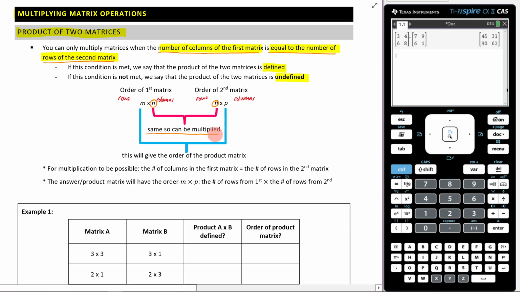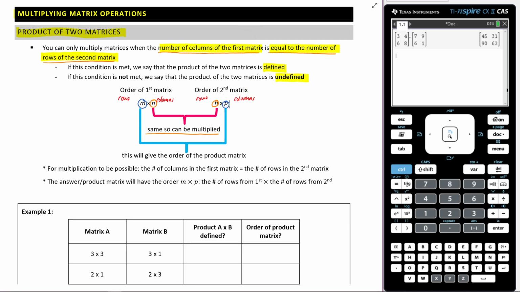Another really great thing is that we can actually determine what the order of the product of the matrices, that is the result of the multiplication, will be by considering this and this. As you can see, with these arrows, this will give the order of the product of the matrix. So once these two things are multiplied together, the order of that new matrix will be m times p. That will be the new order.